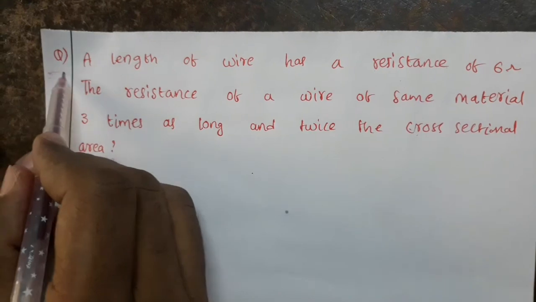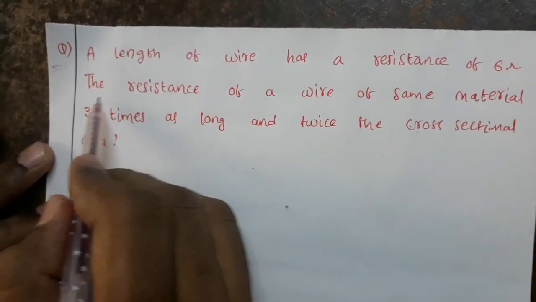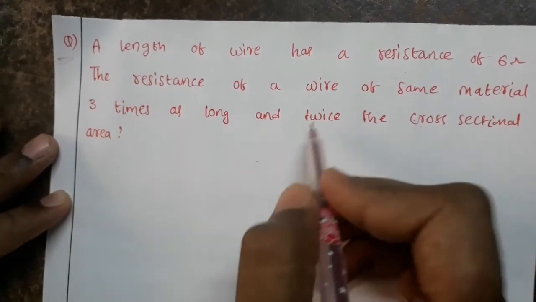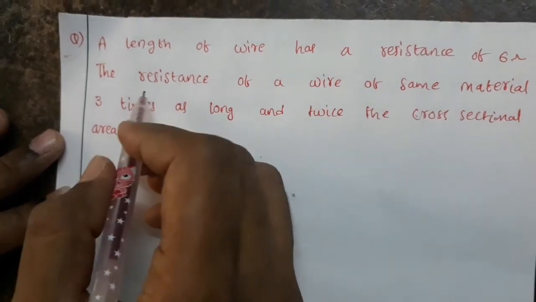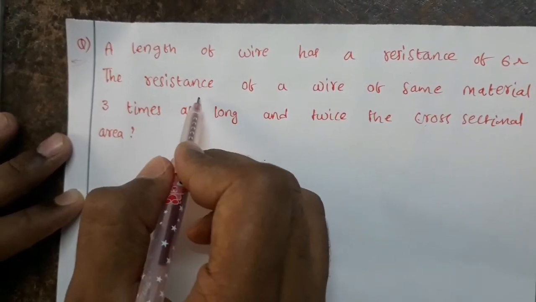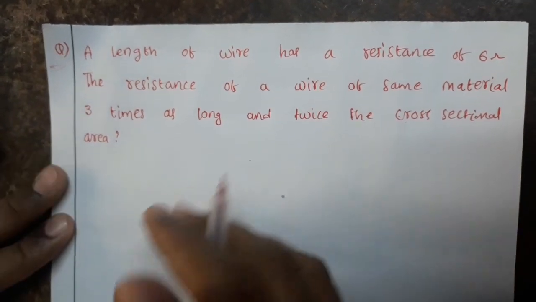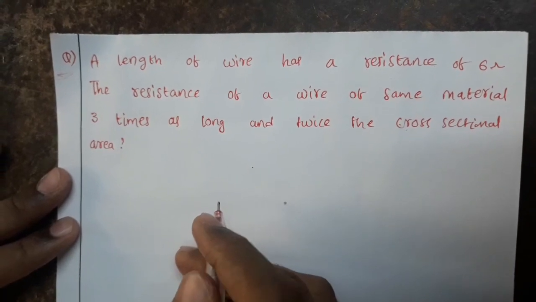Friends, this question is for you. A length of wire has a resistance of 6 ohms. Find the resistance of a wire of same material 3 times as long and twice the cross section area. We have to find the resistance of the other wire. Please do this and comment your answer in the comment box, friends, or you can use the group link in the description.